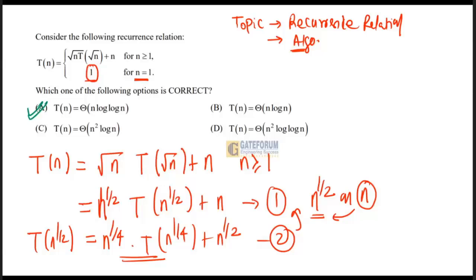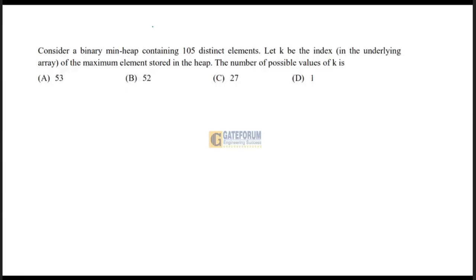So this was the question from the algorithm part, and this is just the solution. This question was asked for 2 marks from algorithm. The topic was recurrence relation, right? Okay. It was asked in GATE 2024 computer science, 2 marks.